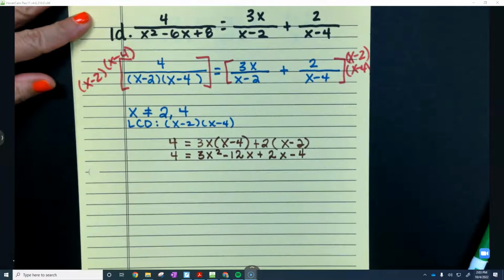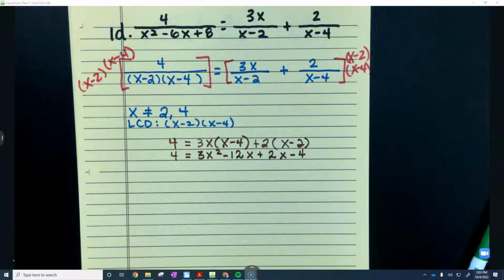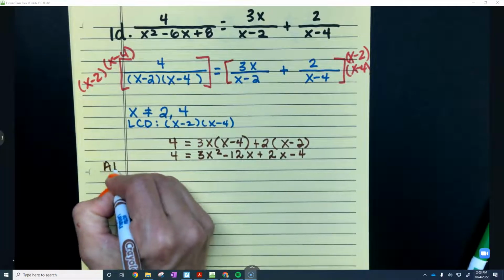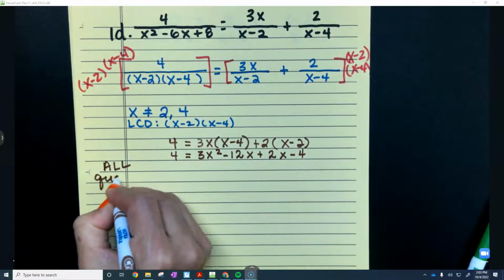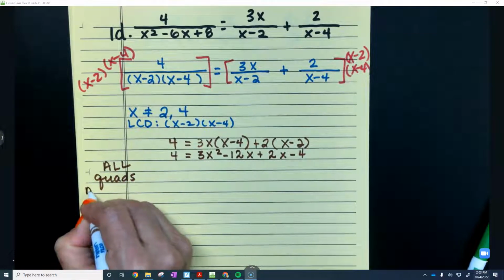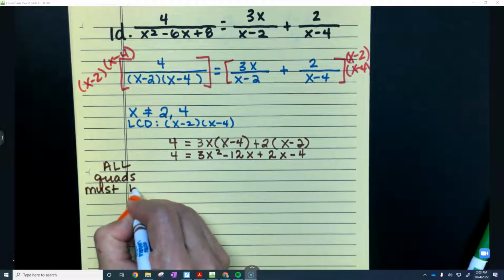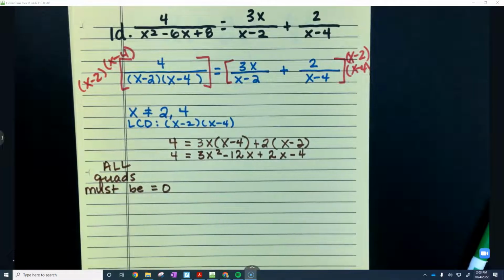And then, if you guys notice for this problem, this is a high school level problem. I know it's a high school level problem because I have an x raised to an exponent. Every time you have an x raised to an exponent, it has to be set equal to 0. So all quadratic equations, all quads must be equal to 0. Please write that down. And then let's do exactly that.